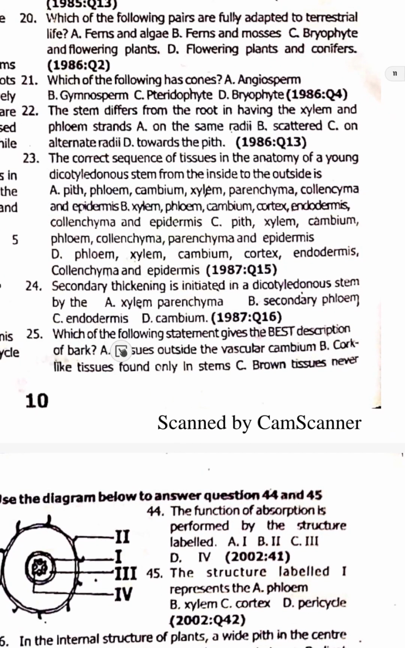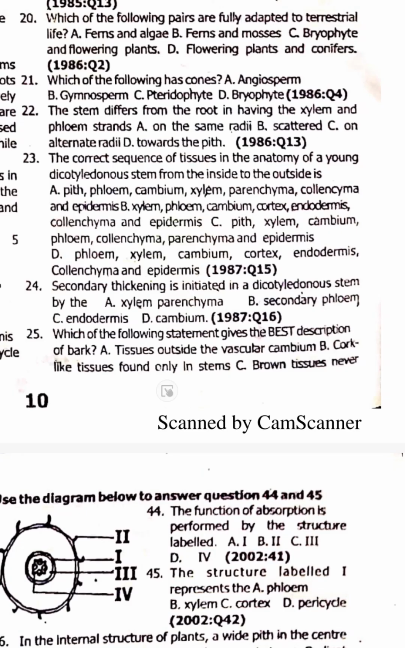25. Which of the following statements gives the best description of the bark of a tree? That part of the tree that comes out when cut. Cork-like tissue found only in the stem. Option B. Cork-like tissue found only in the stem.